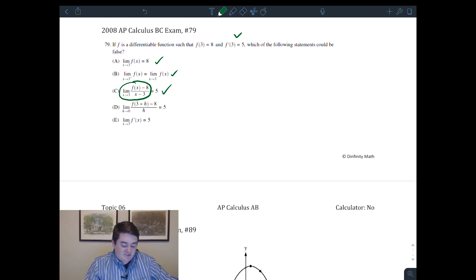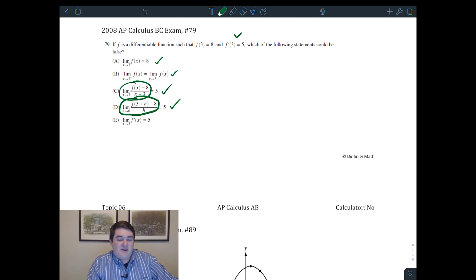D, limit as h approaches 0, f of 3 plus h minus 8 over h equals 5. Okay, this one's a little bit tricky. This is the limit definition of derivative, but we've substituted 3 in for x. So this is the limit as h approaches 0 of f of x plus h minus f of x over h, but we've substituted in the 3. So this is f prime of 3, which again equals 5. This must be true. I have a feeling E is the right answer.